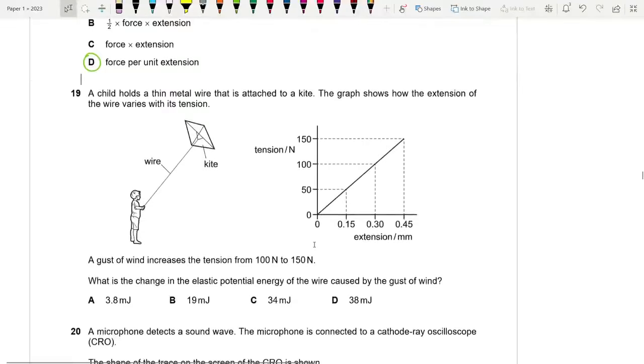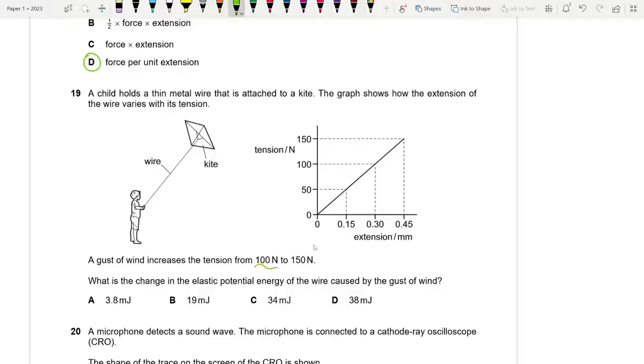19. The child holds a thin metal wire that is attached to a kite. The graph shows how the extension of the wire varies with its tension. A gust of wind increases the tension from 100 to 150 newtons. What is the change in the elastic potential energy of the wire caused by the gust of the wind?